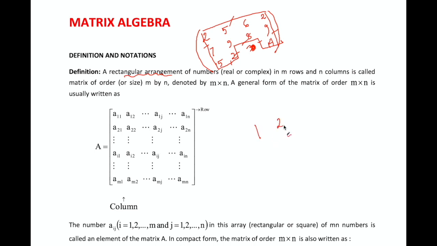For example, 1 2 3, 4 5 6. This arrangement is called a rectangular arrangement. It has 3 units length and 2 units width. So it is a matrix. And in other words, you can say a rectangular arrangement of numbers, which can be real or complex, in rows and columns is called a matrix.